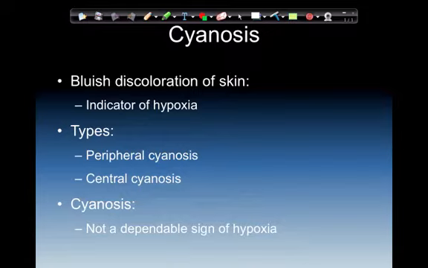Cyanosis, bluish discoloration of the skin. It's an indicator of hypoxia. We should probably not let them look like a Smurf or get completely blue before we actually start aggressive treatment on a respiratory case. Types, peripheral cyanosis can be due to hypoxia or can result from poor circulation in hands or feet. Central cyanosis is more likely due to hypoxia, and that would be at the core. Cyanosis is not a dependable sign of hypoxia.